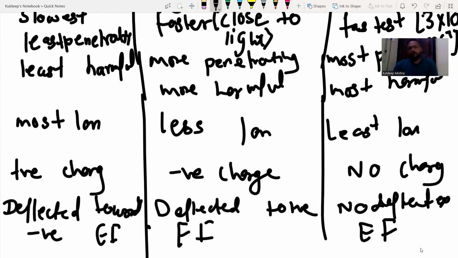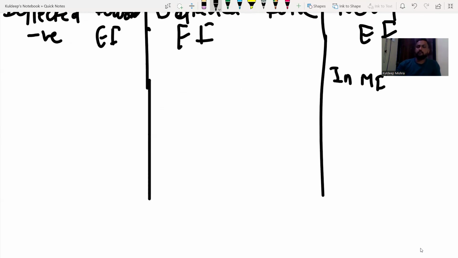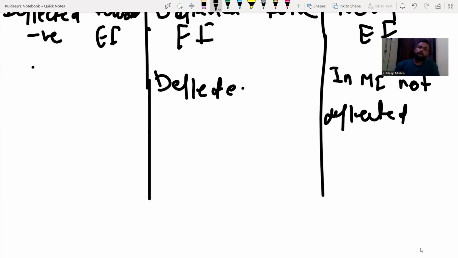And in a magnetic field also, gamma will not be deflected. MF is magnetic field here, okay? Don't think something else. In MF, gamma is not deflected. And these two are deflected in a magnetic field. This is also deflected in a magnetic field.